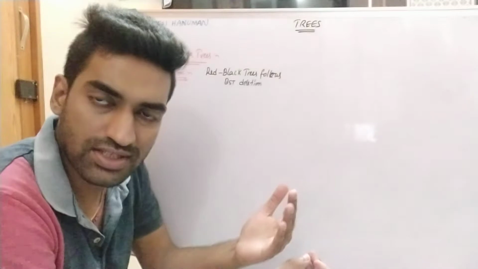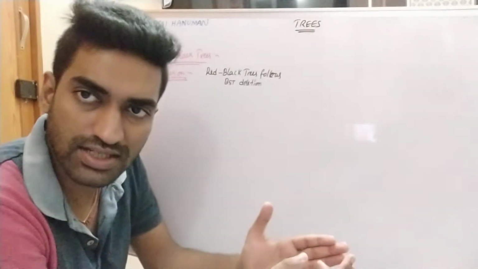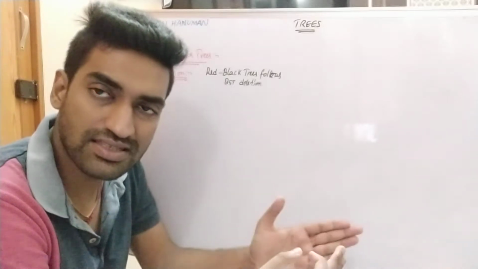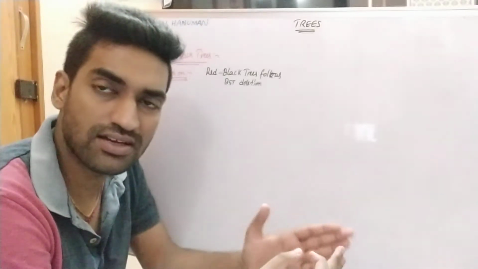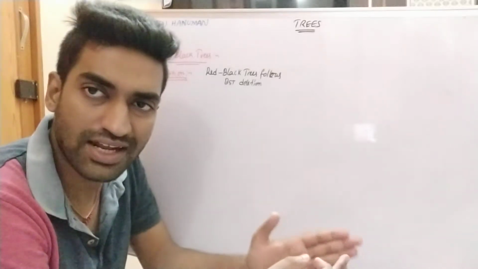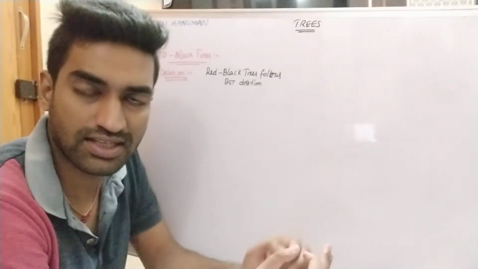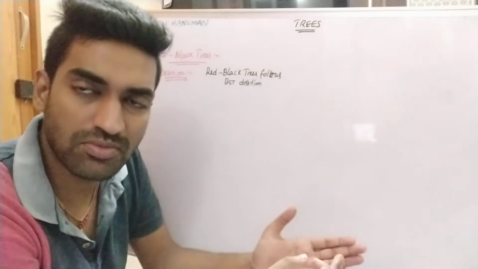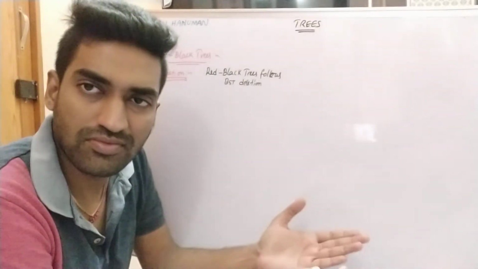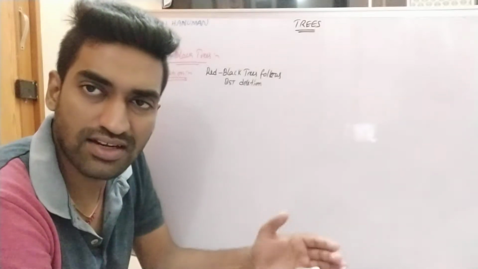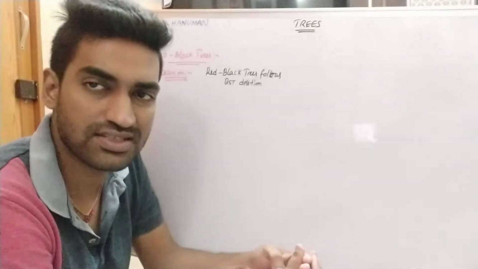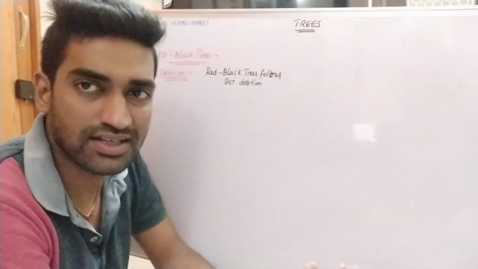What is the third possible case? If the deleted node contains two children, it can be replaced by the maximum value of the left subtree, or by the minimum value of the right subtree. Those are the three possible cases, and these three cases are also applicable to the red-black tree deletion operation.